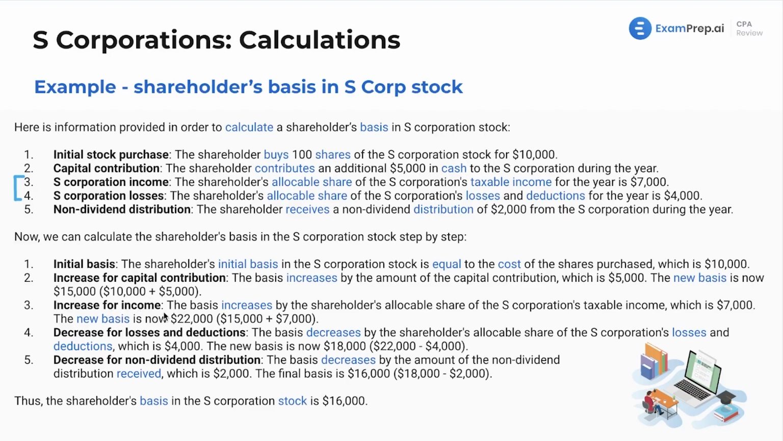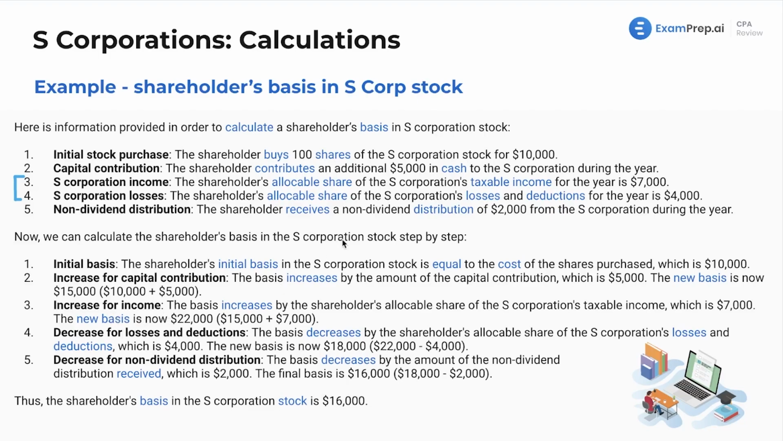Then we've got an increase for income. So what's your basis? Again, just like what's your basis in a physical asset, whether we capitalize expenses or depreciate it, right? What's your basis? Same concept here. And that's important because when we eventually sell the asset, which is your investment in this S-Corp, that's going to help us calculate our gain or loss overall.